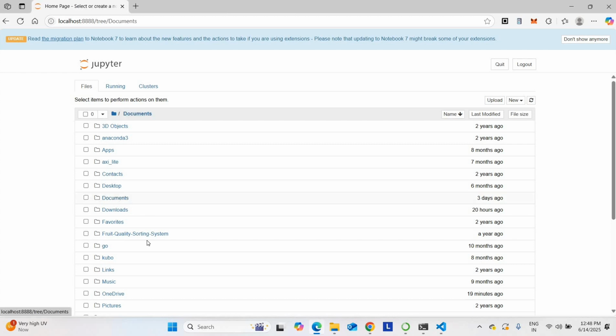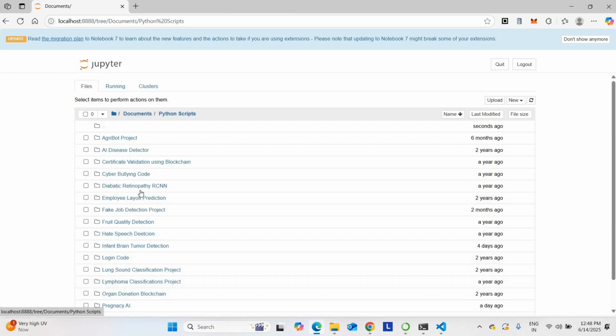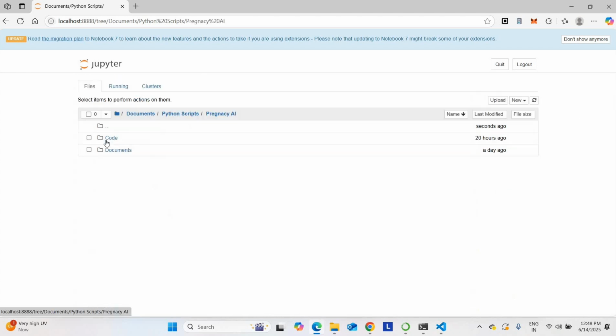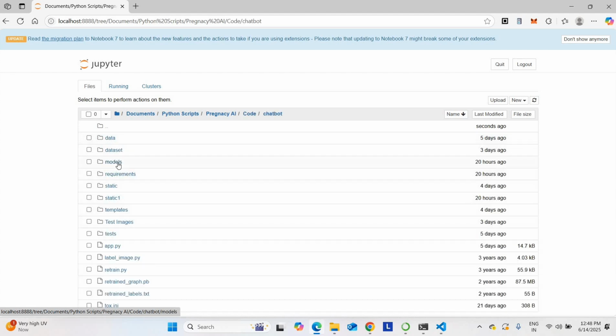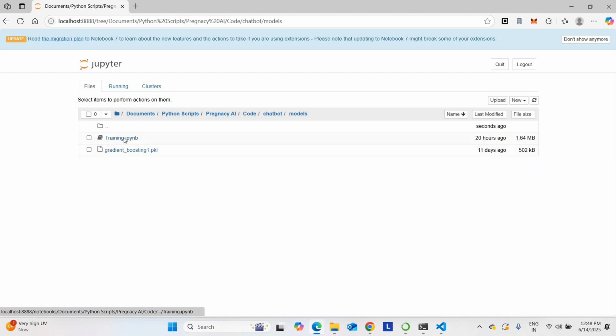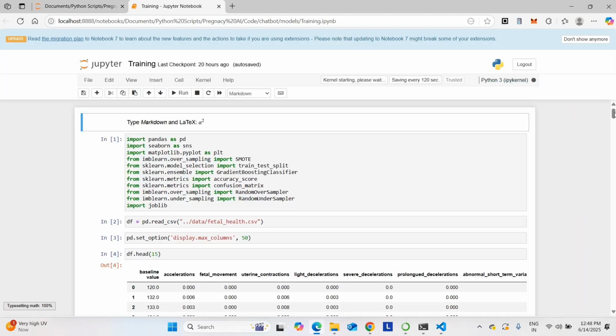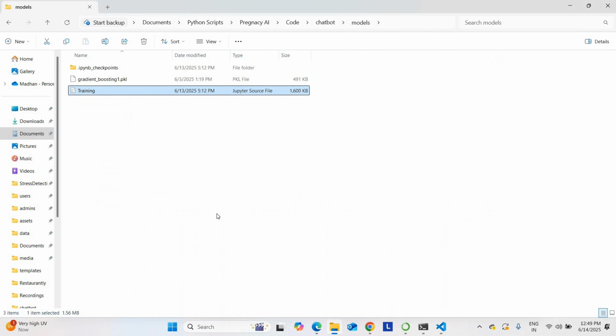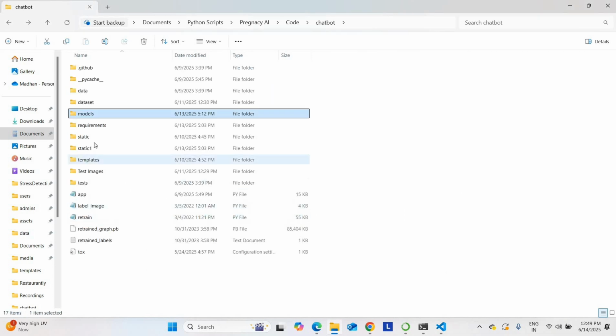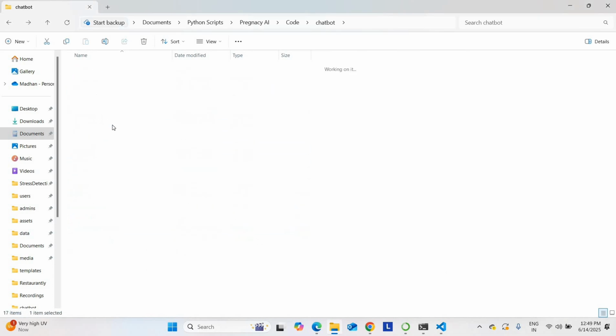So you have to go to the documents where you kept the project. So I'm going for the pregnancy AI. Inside the pregnancy AI code, chatbot, then go for the models. Inside the models, training code. So this is the complete training code of the project you can find. In the training code, you can see we have taken Fetal as the dataset. The fetal dataset is present in the project folder itself.